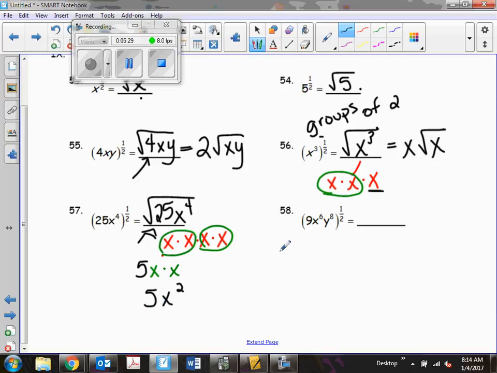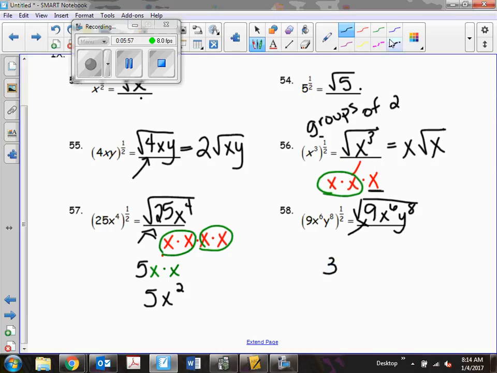The entire thing is inside parentheses, all raised to that exponent of 1/2, which means it's going to get a big old square root. So if I do a big old square root here, I'd have 9x to the 6th, y to the 8th. Well, again, we can break this down. 9, we know. The square root of 9 is 3.